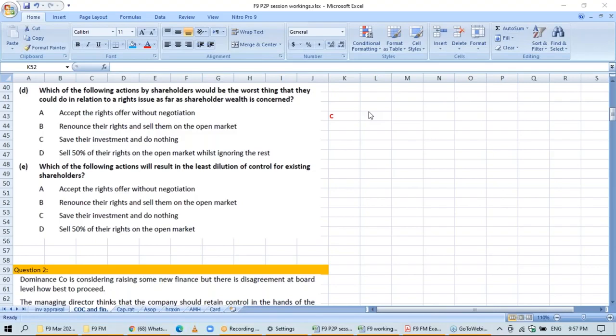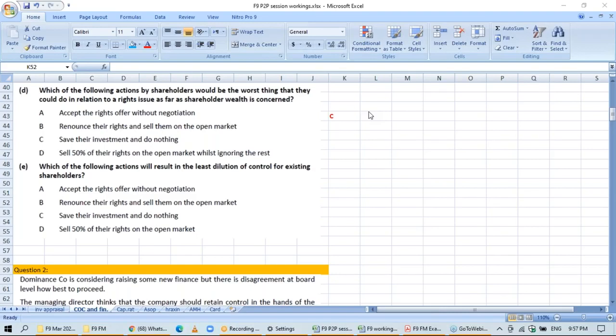So obviously, if you get 20% new shares and earlier also you had 20% shares, so your percentage holding will not change. So you do not lose any control which you had earlier. So due to the rights issue, if you accept all of the rights shares, you won't be losing any control over the company's decisions and the policies.